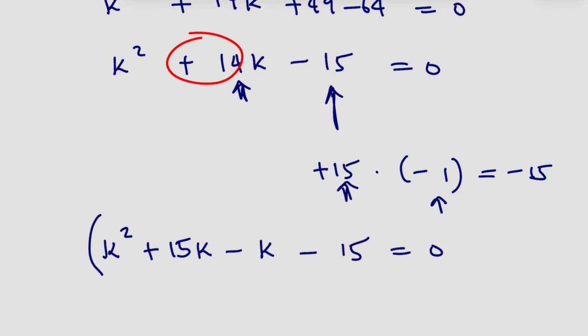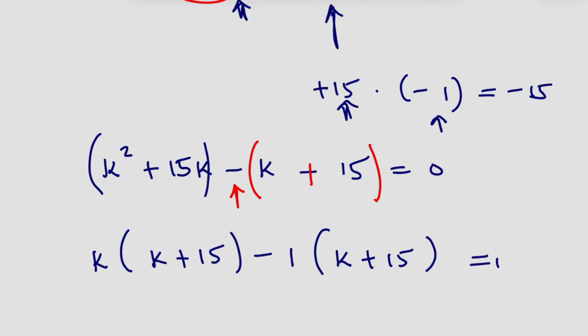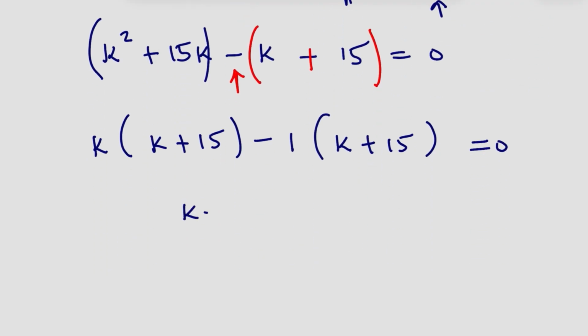If we factorize this or group them in twos like this, the moment I introduce this bracket here, because this is a negative sign, this then becomes positive, and then we proceed as normal. So from the first bracket, k is common, so I have k + 15 in the brackets. Then minus, what is common between k and positive 15 is simply 1, and then I have (k + 15) is equal to 0. This simply means (k - 1)(k + 15) is equal to 0.